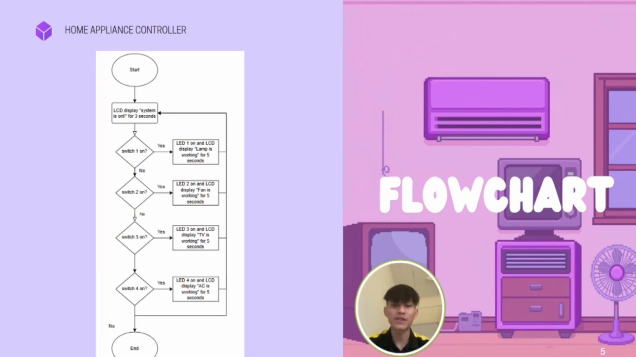if switch 4 is turned on and if it's yes, LED 4 will activate and update the LCD to display "AC is working" for 5 seconds. If all the conditions aren't met, for example, no switches are turned on, or all four switches are turned on, the system simply loops back to the start, displaying "System is on" again.